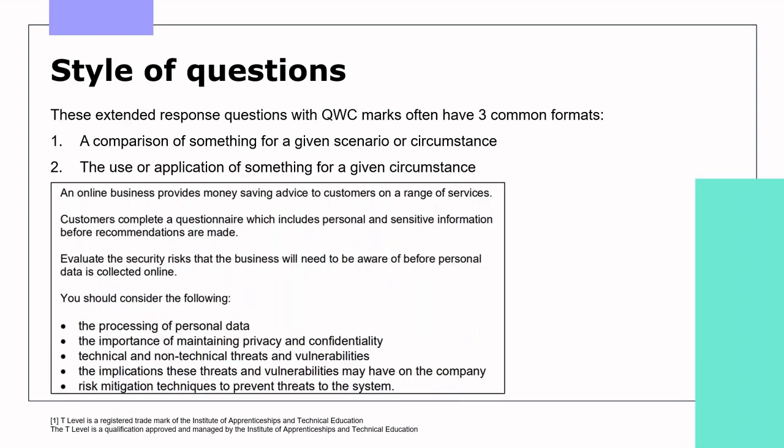A second common example is examining the use or application of a process, system, regulation, etc. in a given circumstance. Again, with those outcomes being justified. In this example, it's about using an online questionnaire to gather data, which does include some sensitive information. Students need to evaluate the use of this questionnaire in relation to security.